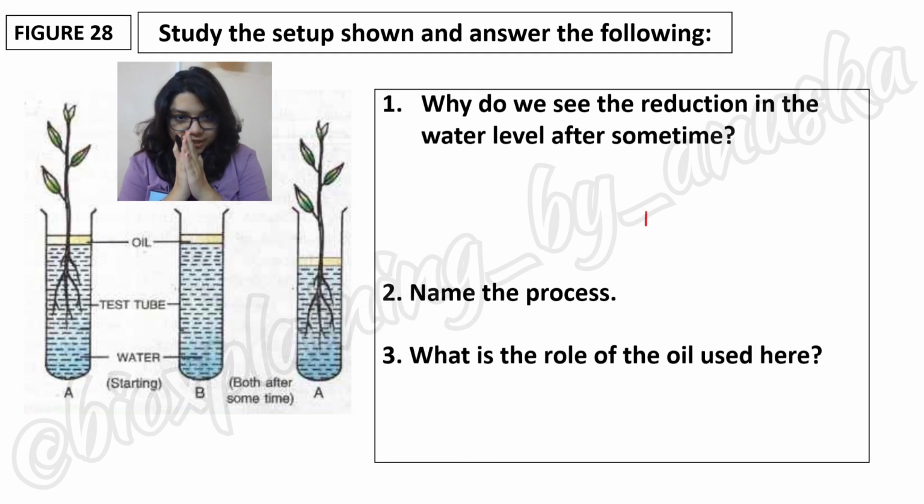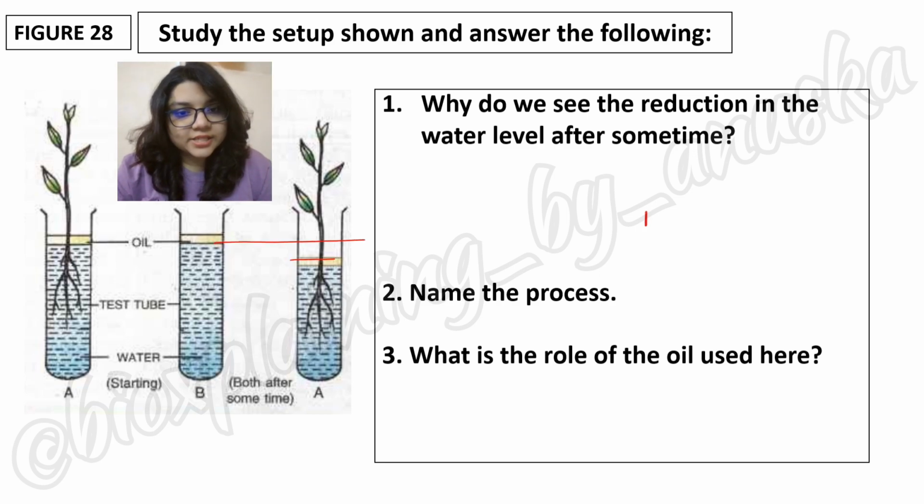Okay, back to plant science questions. Study the setup shown and answer the following. Why do we see the reduction in the water level after some time? So initially you have the water level here. Now the water level has come down. So there's a reduction. Why so?